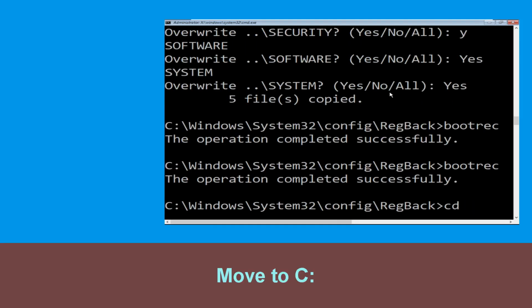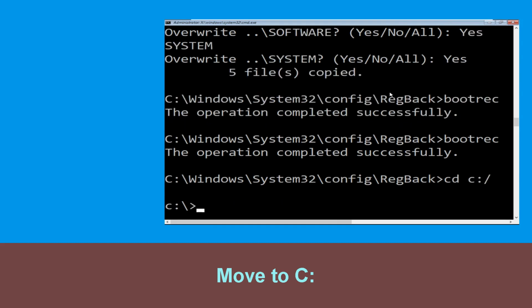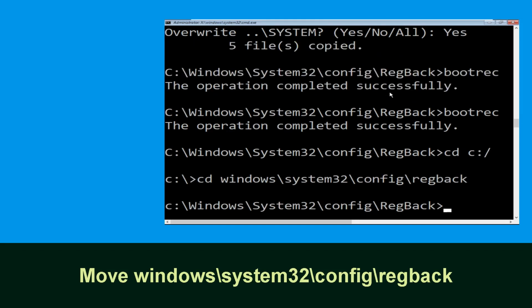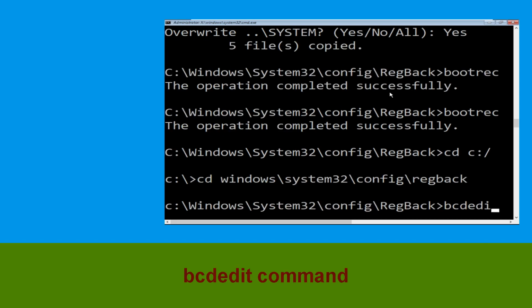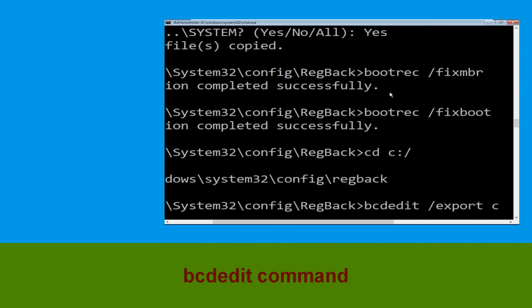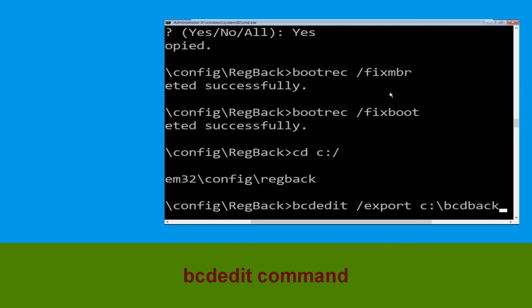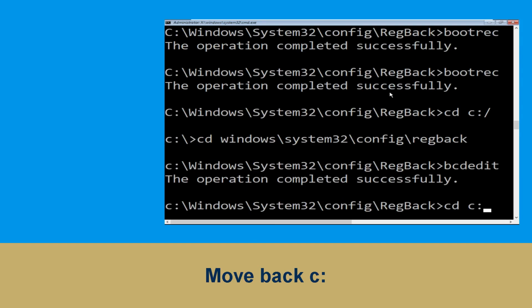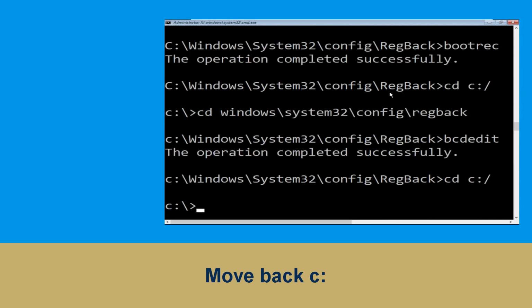Now type in cd space c: / and simply hit enter to execute the command. Now execute this command. Type cd space Windows /system32 /config /regback, then simply hit enter to execute this command. Now type this command bcdedit space /export space c: /bcdbackup and hit enter. Now execute this command. Type cd space c: / and hit enter.